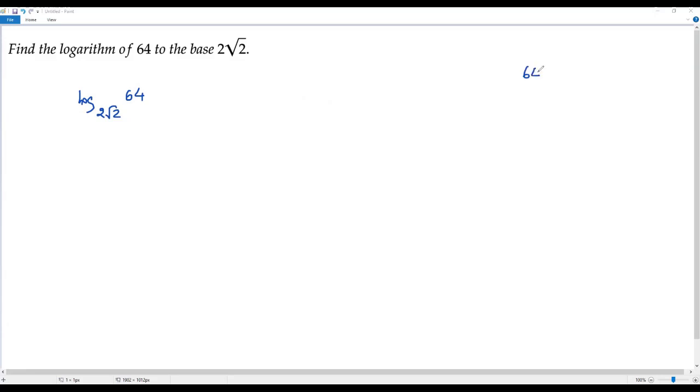We have to decompose this 64 into its prime factor, just 2, because here in the base we have 2 and we have 2 inside the square root. 64 is an even number. It can be divided by 2. When I divide this by 2, I'm getting 32. Again, it can be divided by 2, then I'm getting 16. Again, by 2, I'm getting 8. Again, I'm getting 4. Again, I'm getting 2. So now how many 2s am I getting? 1, 2, 3, 4, 5, 6. So 64 can be written as 2 to the sixth power.